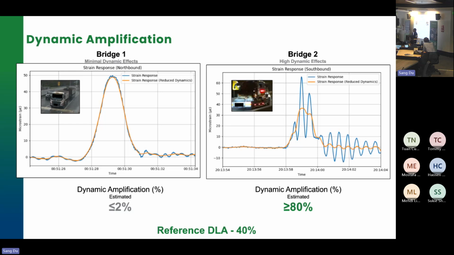Some of them had even up to 80% dynamic amplification, particularly the vehicles carrying an equipment payload. As it crosses and gets onto the bridge through the joint, the payload gets lifted and then just smashes the bridge like that.